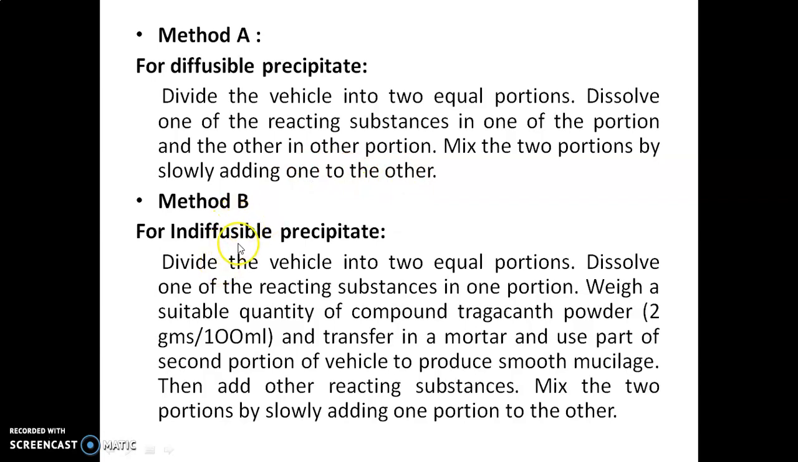Method B, which is for indiffusible precipitate: divide the vehicle into two equal portions, dissolve one of the reacting substances in one portion. Weigh a suitable quantity of compound tragacanth powder, that is 2 grams per 100 ml, transfer it to a mortar and use part of the second portion of the vehicle to produce a smooth mucilage. Then add the other reacting substance, and mix the two portions by slowly adding one portion to the other. So now let's move towards the actual experiment.